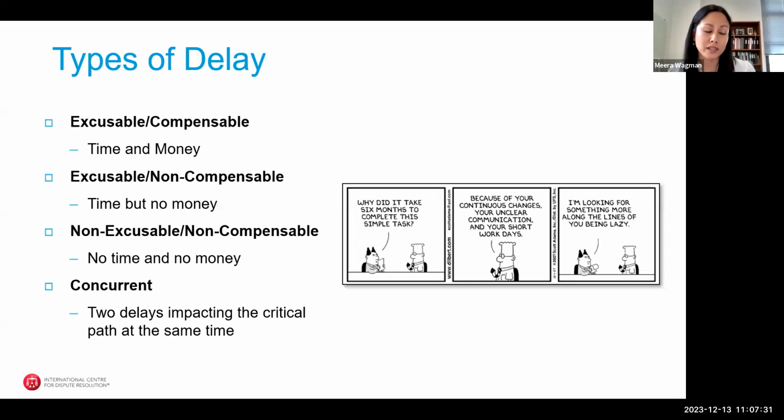And then there's concurrent delay, and we're going to have a whole separate portion later in this panel on concurrent delay. But concurrent delays are two separate delays caused by two separate parties, both impacting the critical path. And I say at the same time, and we'll talk about that. It doesn't have to be exactly on the same dates, but they both have to be impacting the critical path in the same time period.